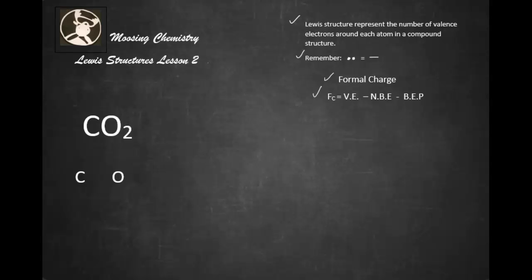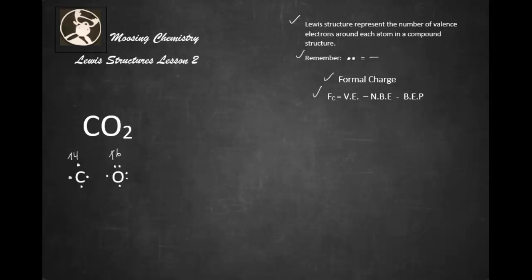Okay, so let's look at carbon. Carbon's in group 14. We strike the 1, that tells me that we have 4 valence electrons around the element carbon. Oxygen's in group 16. So we strike the 1 there, and that means oxygen has 6 valence electrons around it. And there we go.